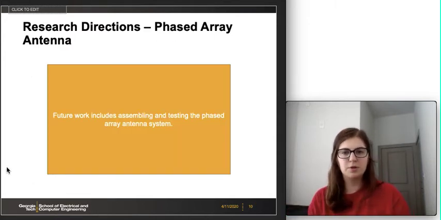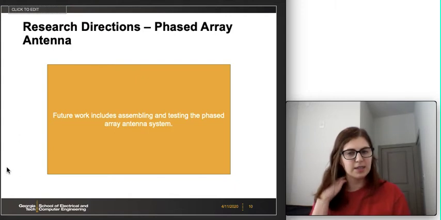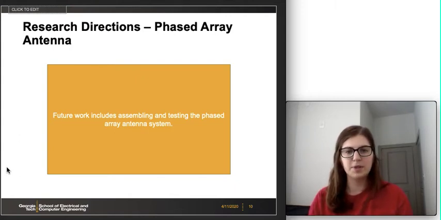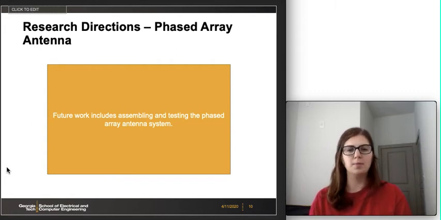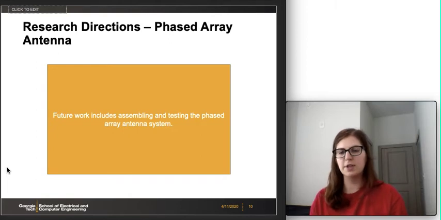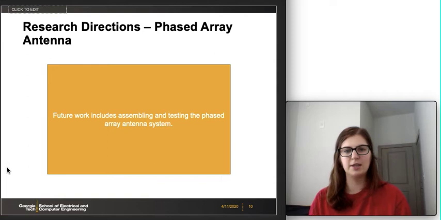So due to COVID-19, I haven't been able to assemble or test the phased array antenna system to see how it performs when it is in an entire system with a microcontroller controlling beam steering, how lossy that can become or how successful that can become, due to the school shutdown. So that is future work that I look forward to doing as soon as the school opens back up and I can use the fabrication and the testing equipment that we have.